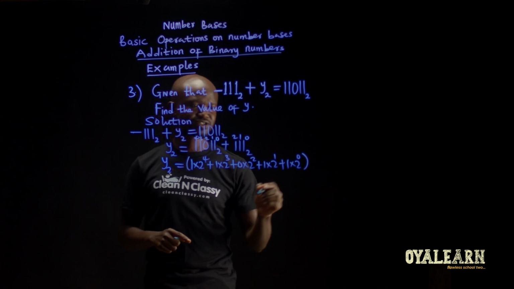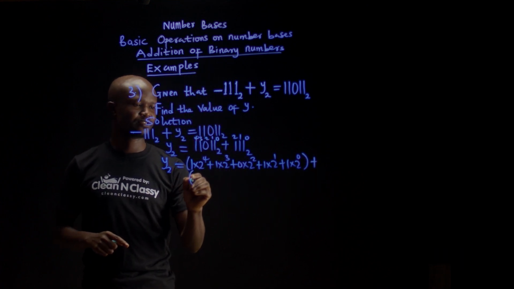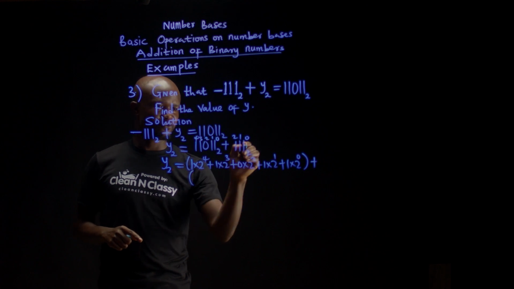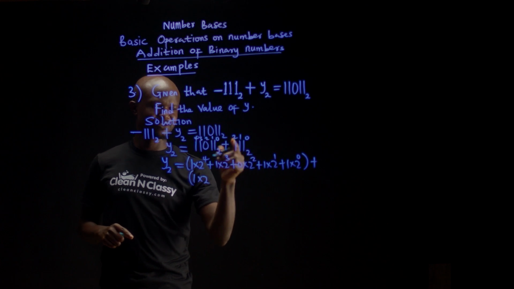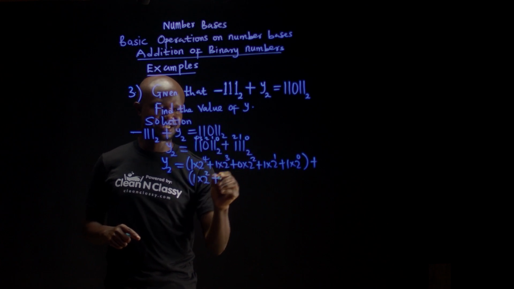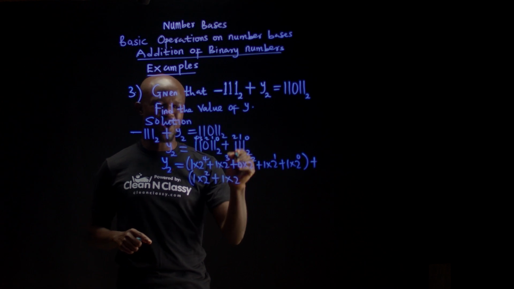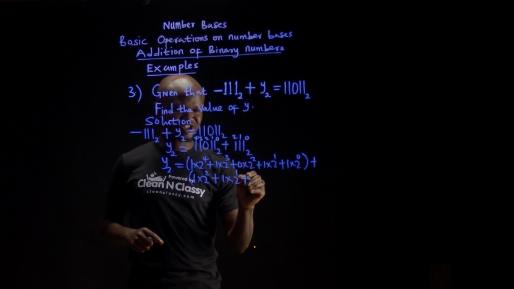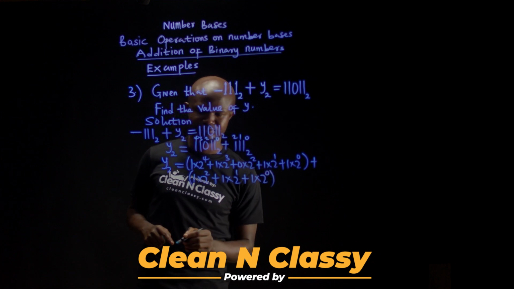Then plus, what will I have? This is going to be, from the back, take note, 1 times 2 raised to the power 2, then 1 times 2 raised to the power 1, plus 1 times 2 raised to the power of 0.